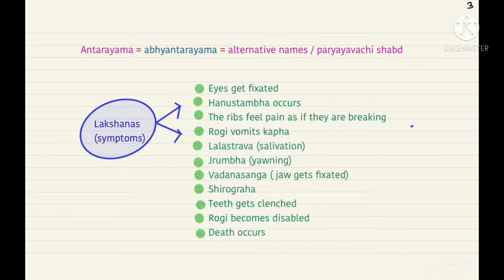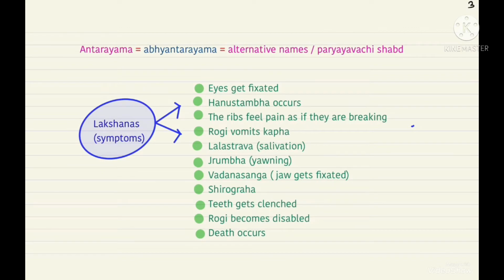Like I said, Antarayam and Abhyantarayam are the alternative names for each other. They are Paryayvachi Shabd. So sometimes this MCQ is also asked. One blank will be given, and either of these two words, and you will have to fill it up. Now we will see the Lakshanas or the symptoms of Abhyantarayam.